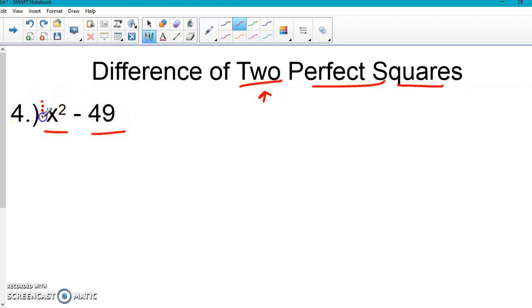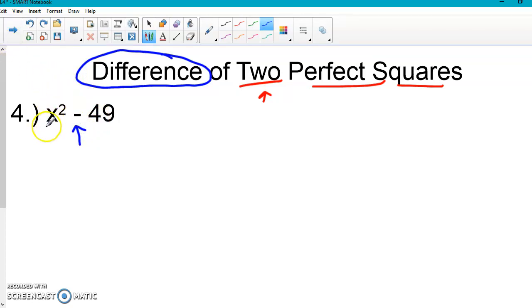So this would be a 1 right here. Yes, 1 is a perfect square. Is 49? What times what gets me 49? 7. So yes, there are two perfect squares in my problem. The big point you need to get out of this name is the word difference. What does difference mean in math? It means to subtract. So you have to have a subtraction sign in the middle of these two terms for this to be called a difference of two squares.